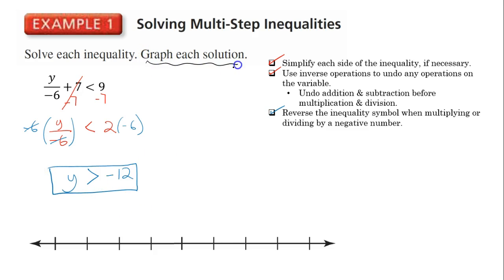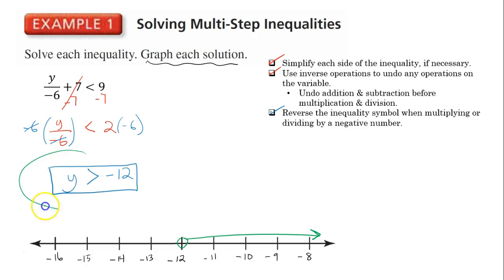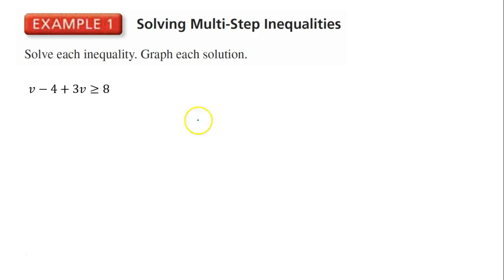And now I need to graph that. So I'll say, all right, let's say this is negative 12, negative 11, negative 10, negative 9, negative 8, and whatnot. And then greater than negative 12. So my boundary point is this negative 12. It's just greater than, it's not greater than or equal to, so I'm going to leave an empty circle. And then greater than is the values that are to the right. So that's the graph. Here's the solution, and then there's the graph. Woohoo! How about one more?